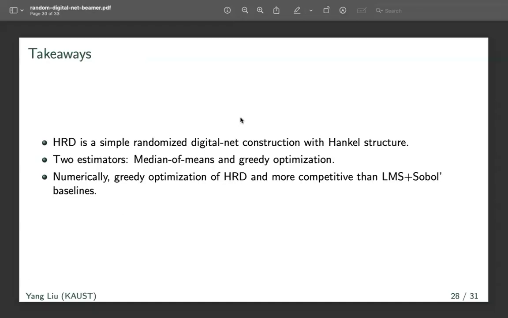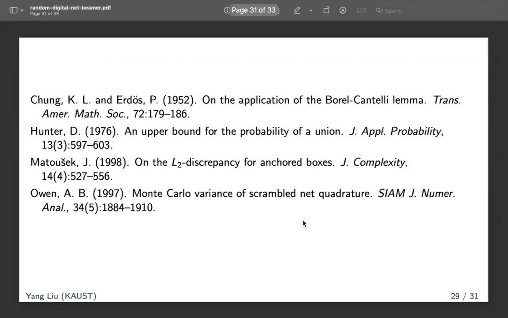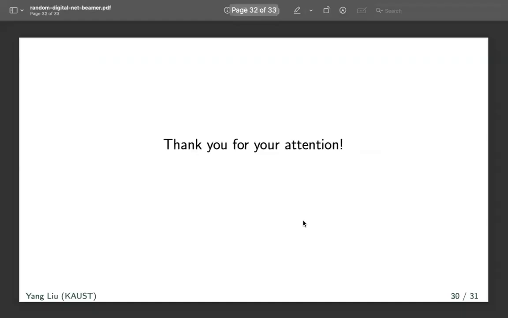Okay, so to conclude, in this work, we presented this new randomized design of the digital net, and we studied the two estimators, the median of means estimator and the greedy optimized randomized construction. Okay, so here are some references, and thank you for your attention.